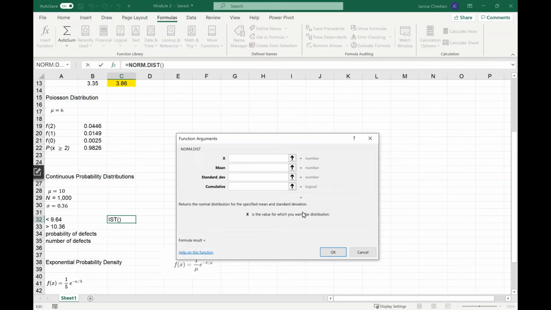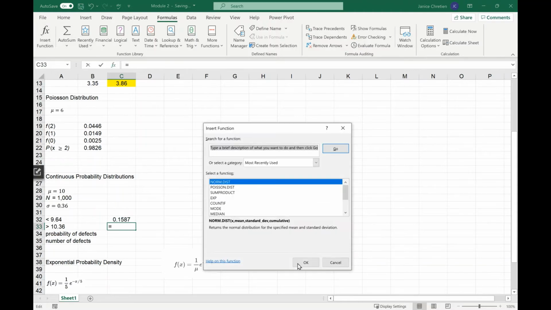NORM.DIST. For the first one, my lower limit is 9.64. My mean is 10, given in my problem. My standard deviation is 0.36, also given in my problem. In this case, my cumulative is true.